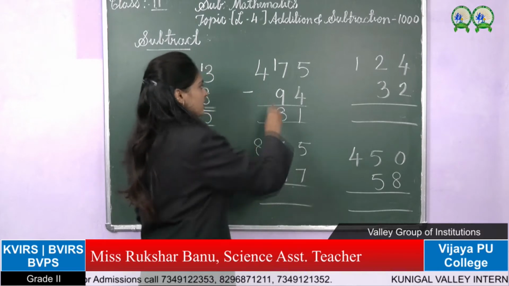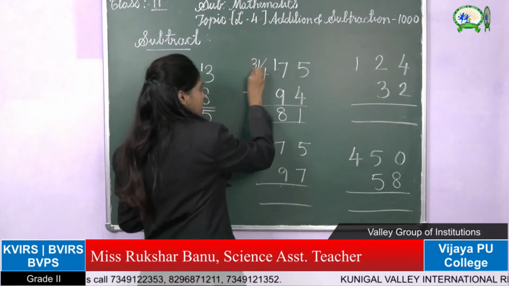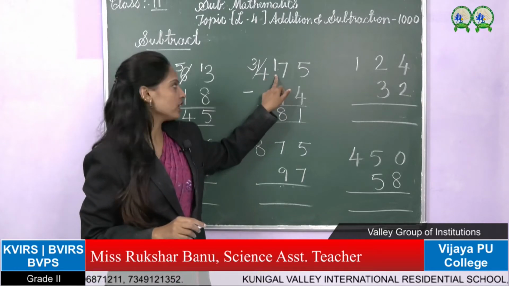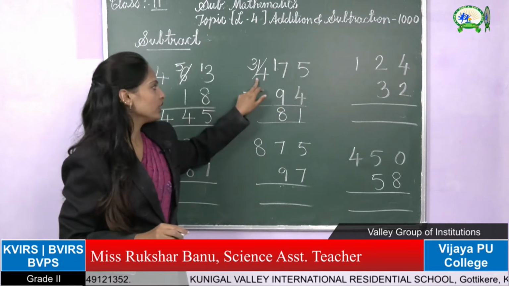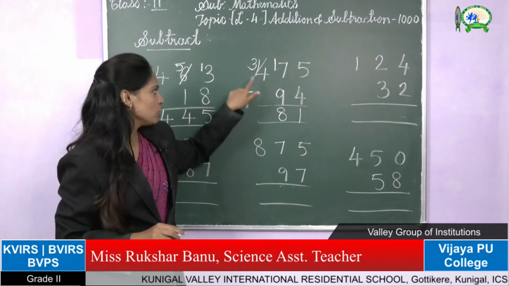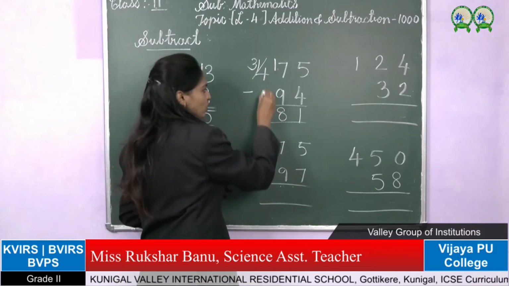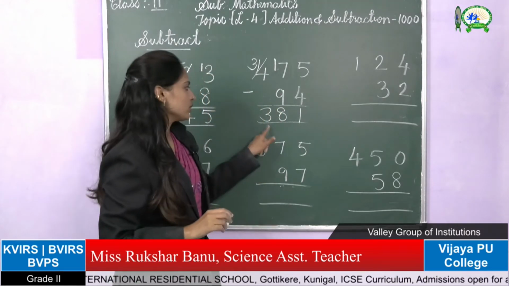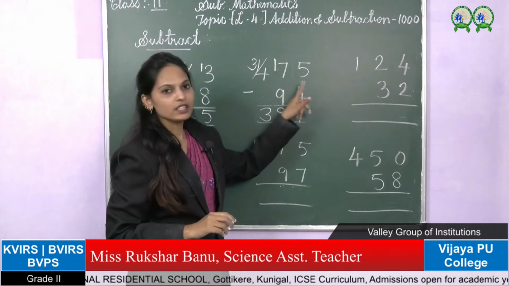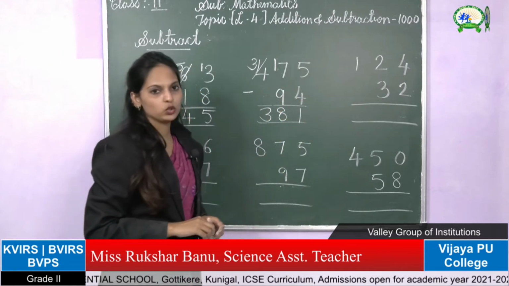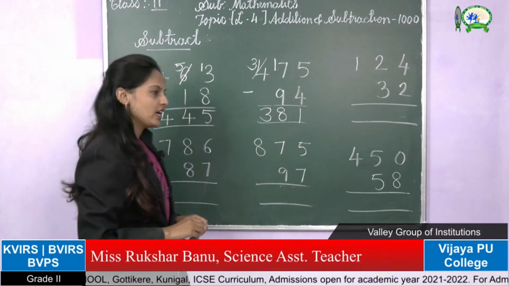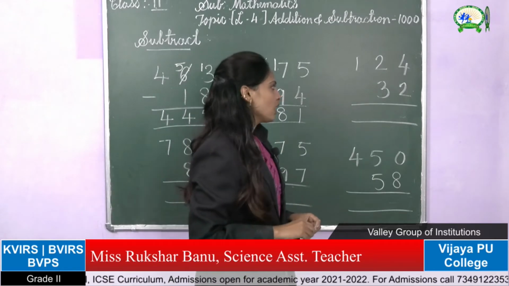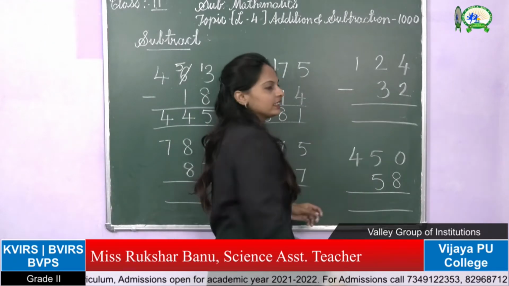Next hundreds. Here if we took 1 now, only 3 is left, because from 4 we already took 1. 3 is only one number, so as usual we write 3. That means 475 minus 94 is equal to 381. 381 is the answer. Next one is 124 minus 32.